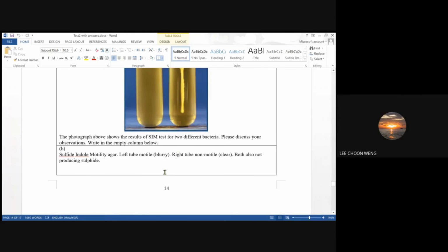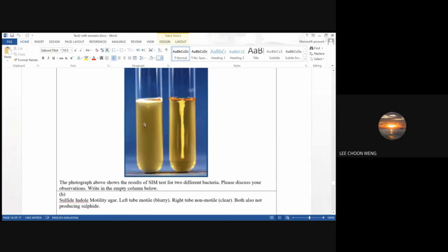Okay, so both are not producing sulfide. You don't see any blackening here. Okay, you can see that the colony is actually growing on top. Okay, it's spread all over already.